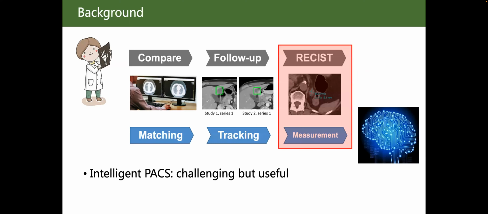So in radiologists' routine work, they have to compare the CT scans collected at different time points to find the abnormal regions, do the follow-up studies, and annotate the RECIST diameter to measure the lesion size using the PACS. The whole process is heavily time-consuming and tedious. Therefore, how to automate these steps is a clinically important problem, which is very useful.